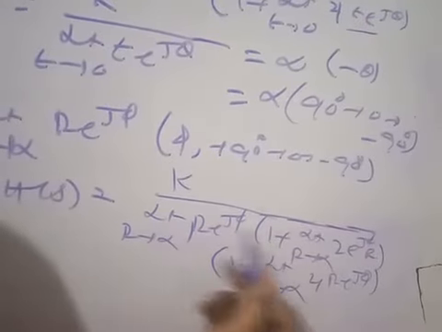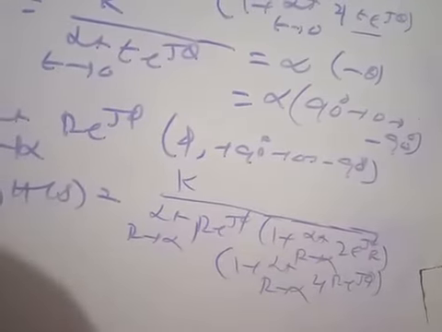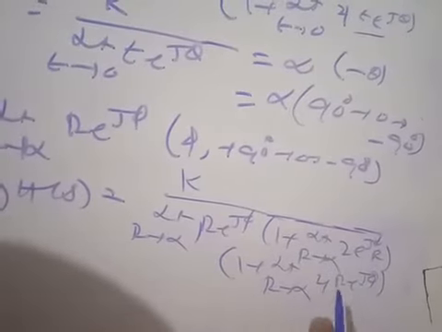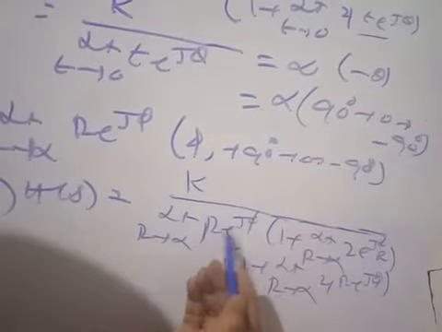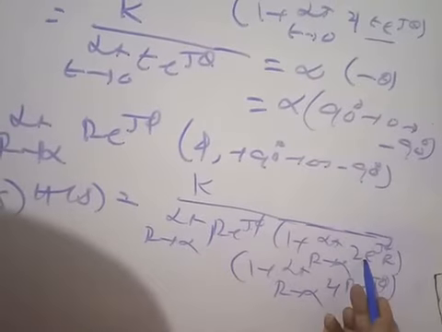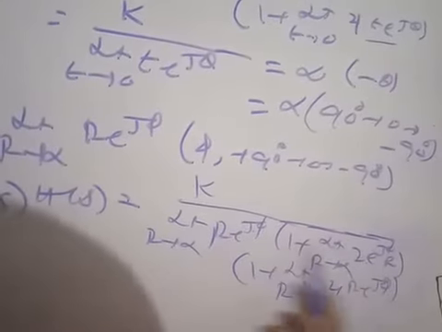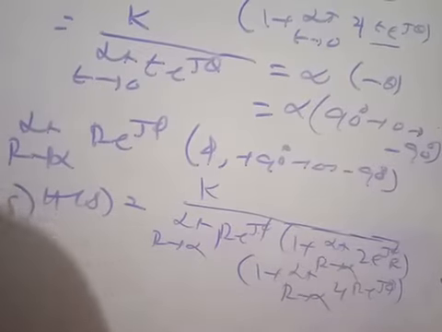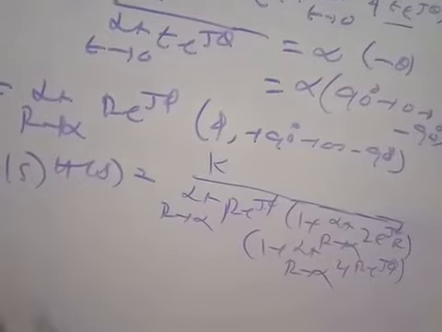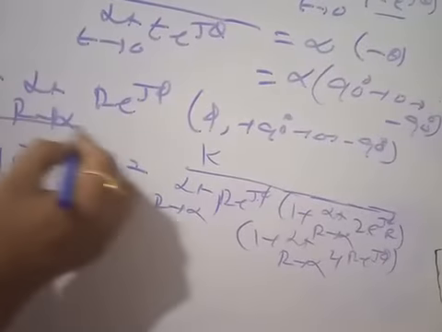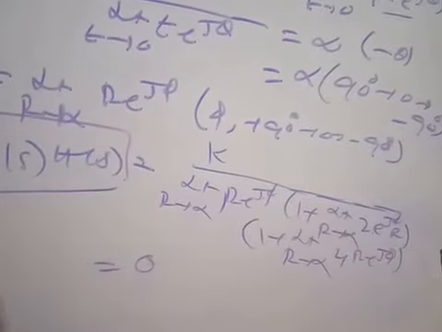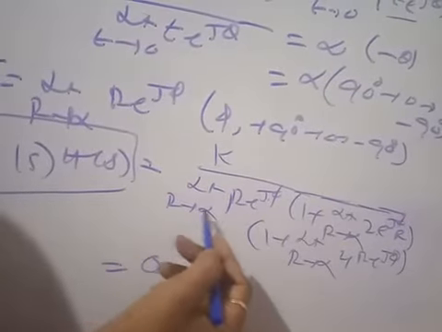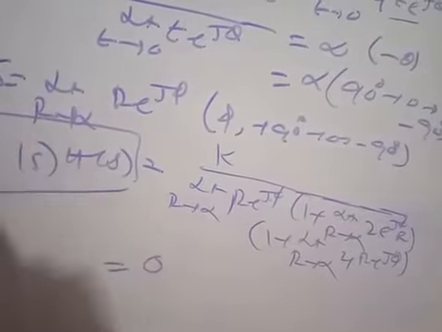That means if you multiply all this, the total angle becomes: this is r e to the power j phi, that is multiplied with this, that means e to the power j 2 phi, and that multiplied with e to the power j phi, that means e to the power j 4 phi in the denominator. And in all cases when you put r equal to infinity, you get the magnitude 0, because in the denominator you will get large values of r, and r tends to infinity gives you G(s)H(s) equal to 0.